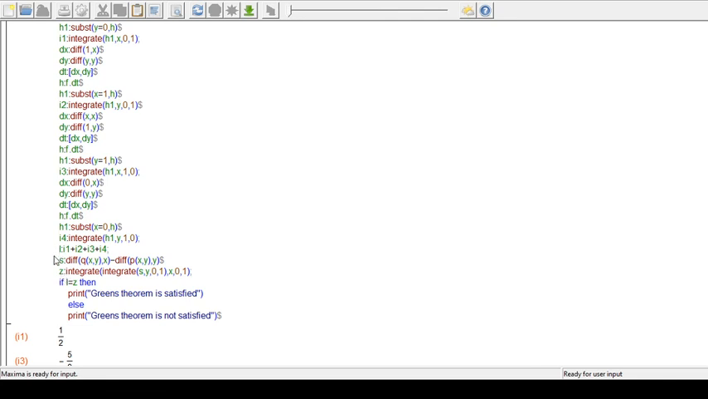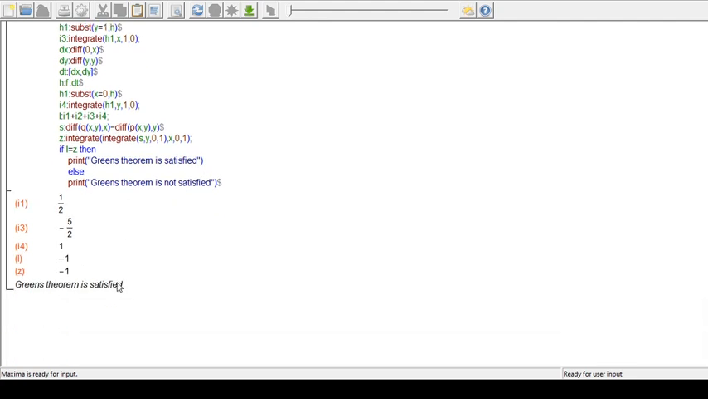Now if these two are equal, then we say Green's theorem is satisfied. That is, if I equals z, then print Green's theorem is satisfied. Else print Green's theorem is not satisfied. So these are the answers which you are going to get. Remember, this is your line integral over C1, and this is the line integral of p dx plus q dy over C2, over C3, over C4. So the total answer has been stored, and these two are equal to each other. Therefore, Green's theorem is satisfied. This completes the writing of the Maxima program on Green's theorem. Thank you.